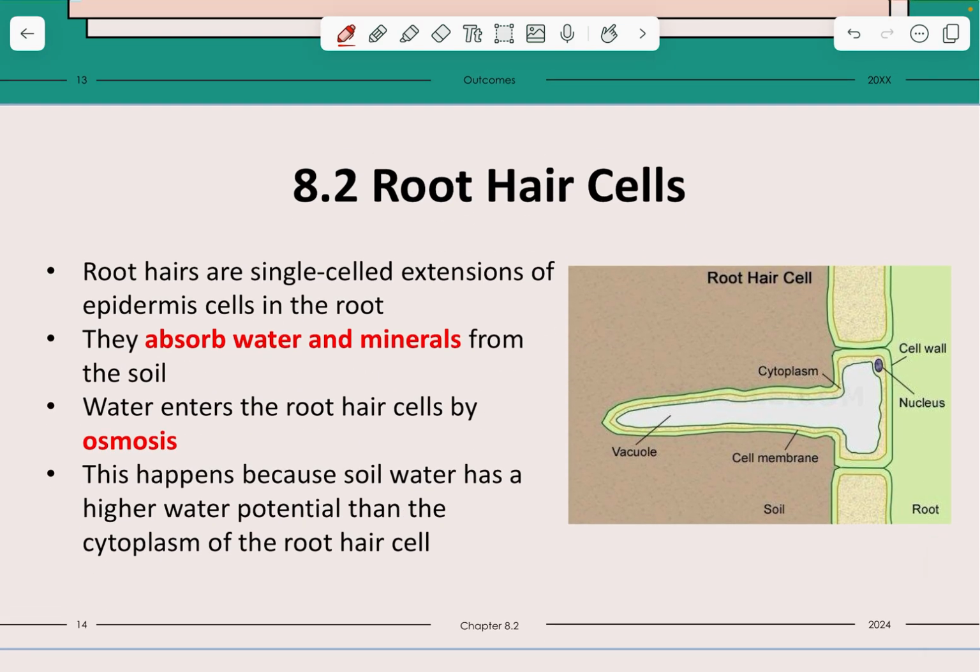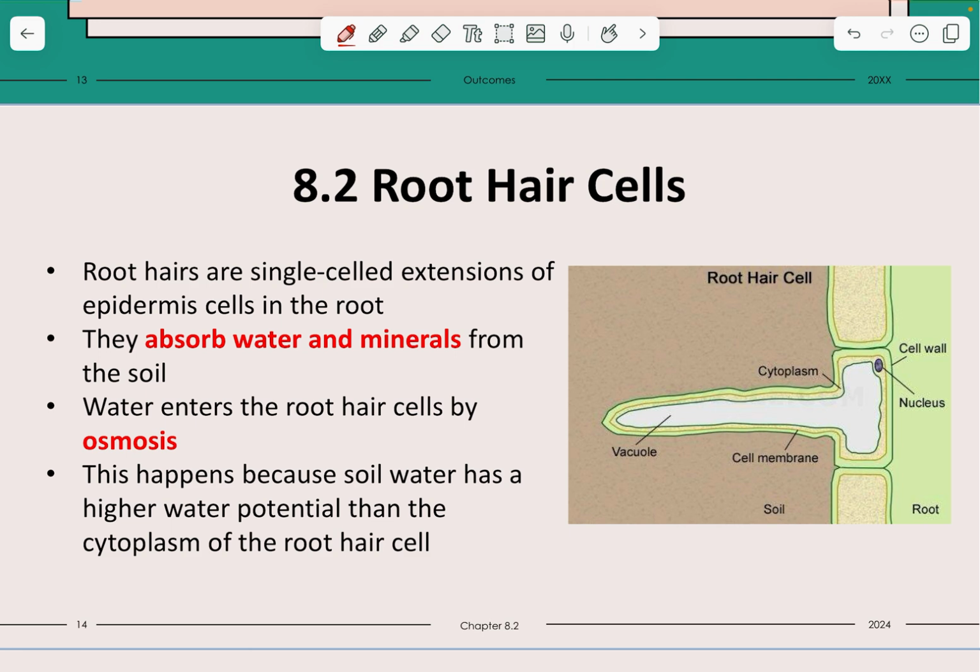So, first of all, what is root hair cells? We learned in chapter 1 that root hair cells are a form of specialized cells. Root hairs are single cell extensions of epidermis cell in the root. Their main function is to absorb water and minerals from the soil. Water is by osmosis and minerals is by active transport. So water enters the root hair cell by osmosis.